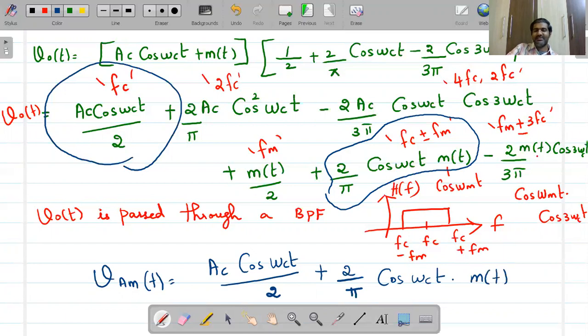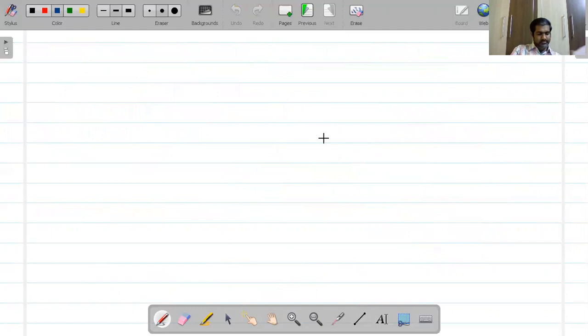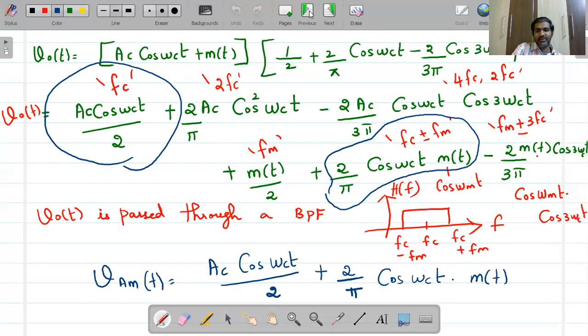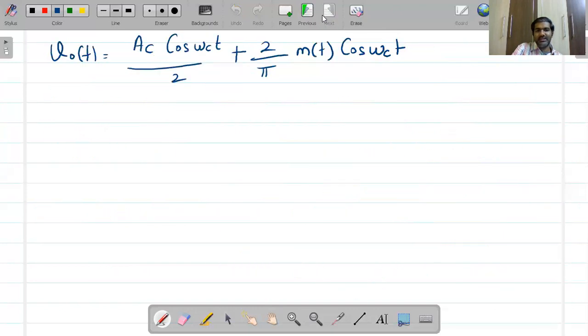So if I simplify this further, so v naught of t, you have what? AC cos omega ct divided by 2 plus 2 by pi m of t cos omega ct. Am I right? 2 by pi cos omega ct, AC cos omega ct by 2.